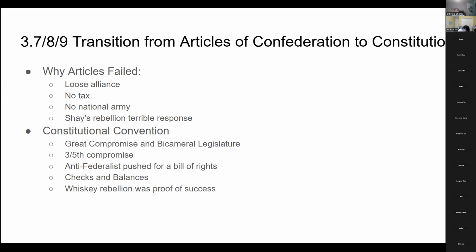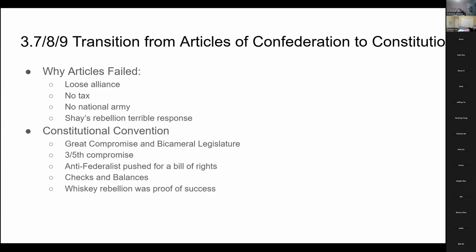There was no national army, so that means every state had their own militias, right? Georgia had their own militia, South Carolina had their own militia, Massachusetts had their own militia, and on and on. So then when Shays' rebellion occurred, right? I forgot which state it was. Do any of you guys remember which state Shays' rebellion was in? Okay, yeah, Massachusetts. That does sound right.